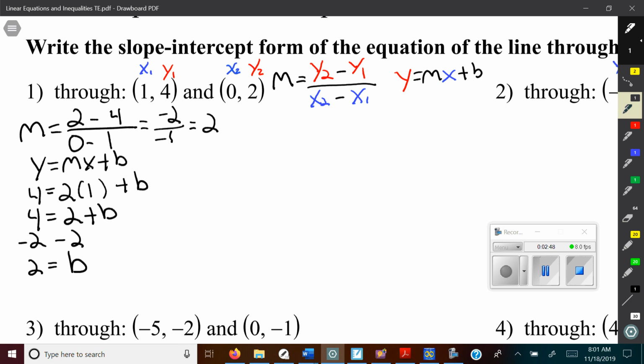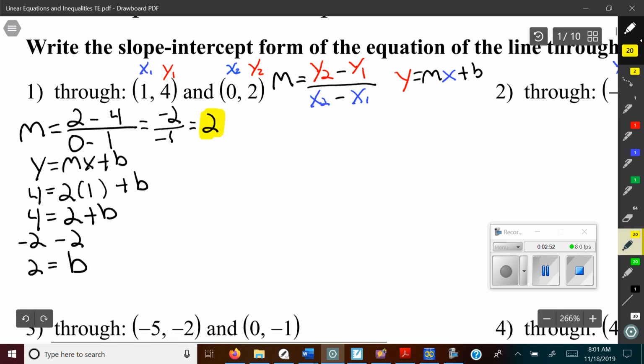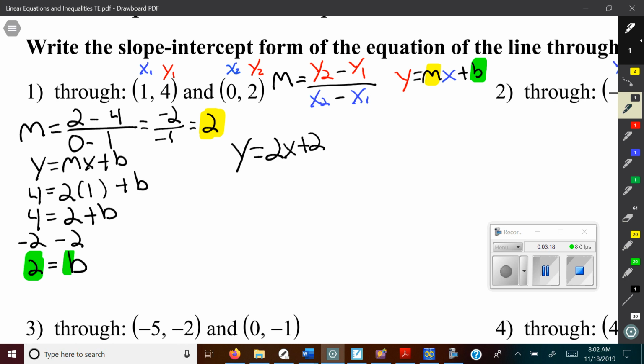Okay, so we have the two things that we need. We know our slope here is 2, and our y-intercept is 2 as well. And we're going to plug those in here and here into the equation. So we write that out, we end up with y is equal to our slope, 2x plus 2. And this will be our final answer.